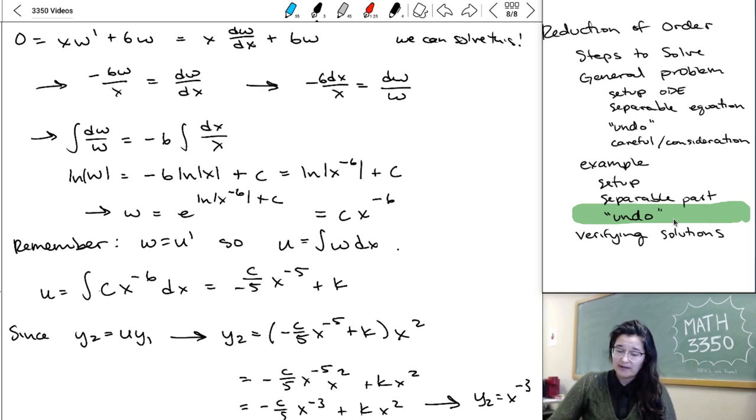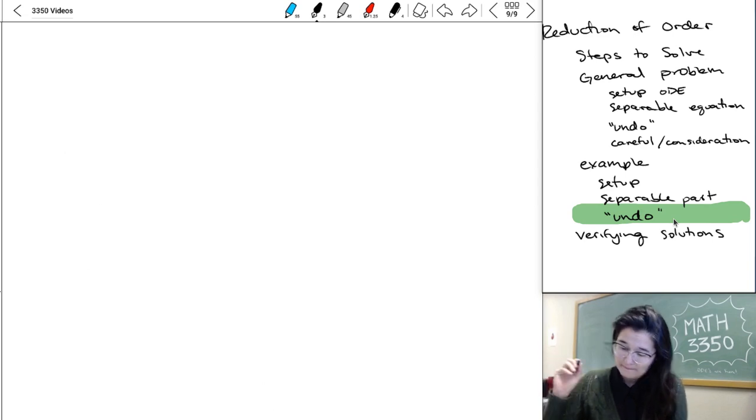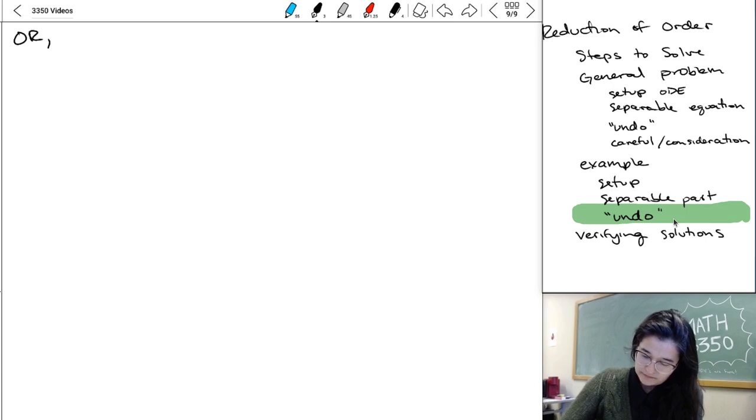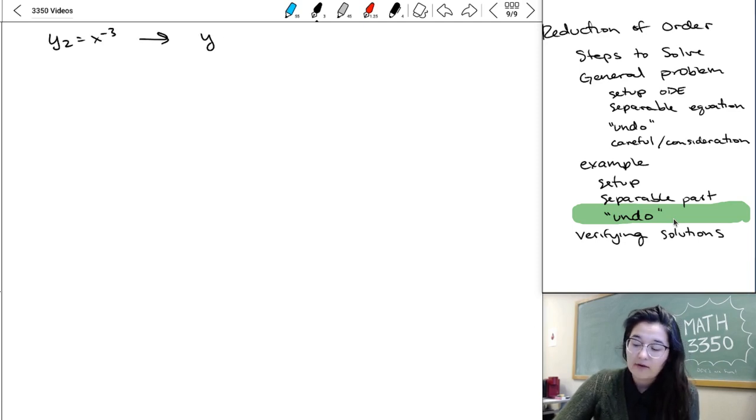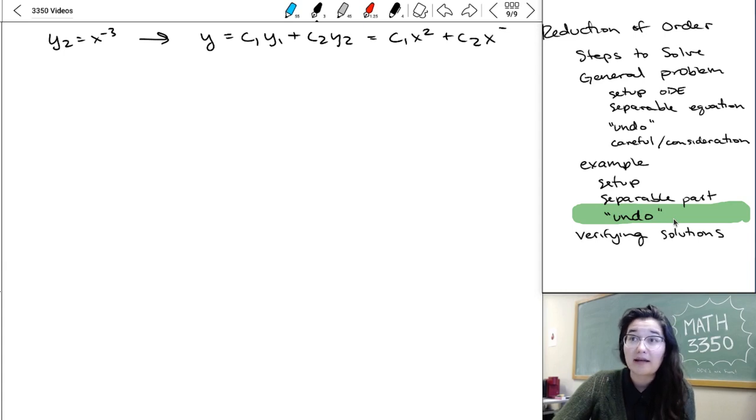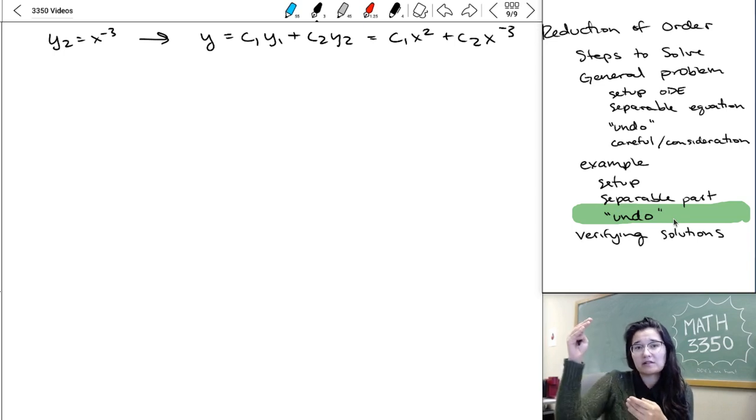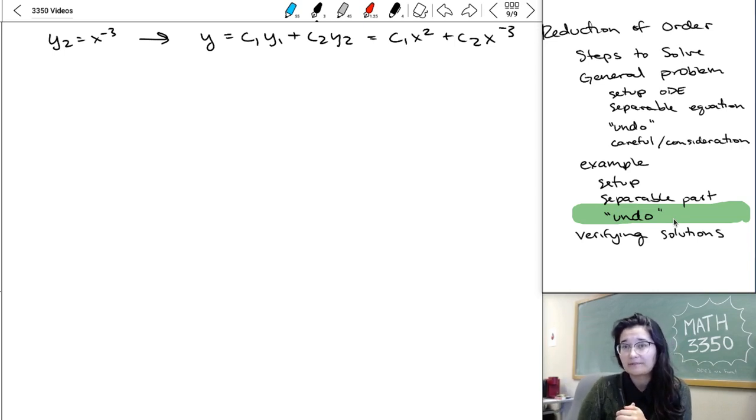Alternatively, we can get to the same place by plugging everything into the general solution, which I'm going to do next. But as you can see, I need more space, so please pause if you're still writing. Well, I will say real quick, from y2 equal x to the minus 3, then you could say, great, my y must be c1y1 plus c2y2, so I guess that's c1x squared plus c2x to the minus 3. And then you would get your general solution for that case where you simplify first and then move on to the general solution.